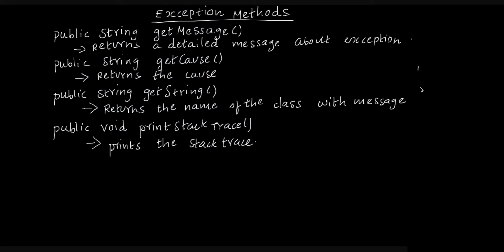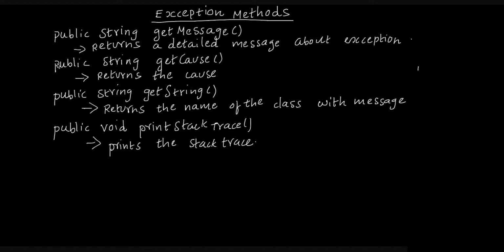Thanks for now. Now we are going to discuss the exception methods. These are the four methods that are widely used by developers to debug the reason for an exception. The first method is public String getMessage. By calling this method, it would return a detailed message about the exception. So if some exception occurs, it will return the detailed message about the exception. Using that message, you can either debug the problem or analyze the exception further.